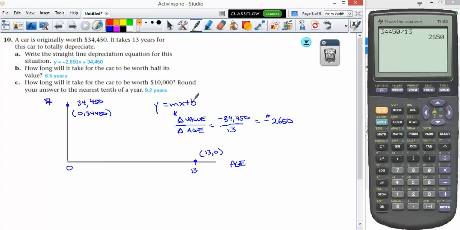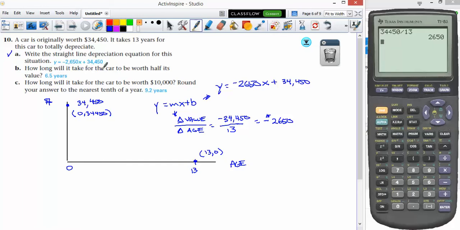Okay. The b is the y-intercept. So what's the value at year 0? Well, that's 34,450. So basically my equation then is going to be y equals negative 2650x plus 34,450. That's the straight line depreciation.